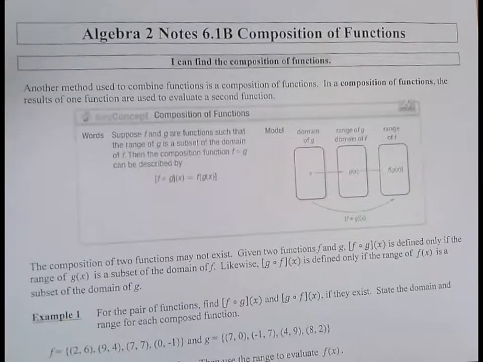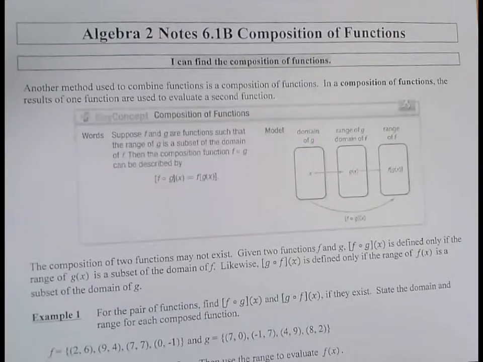Today, 6.1, I think I mentioned this yesterday, 6.1 is all on different ways to combine functions. So yesterday we looked at 4 different ways: addition, subtraction, multiplication, and division are 4 ways to combine functions. And then today we're looking at the 5th way to combine them, and that's through composition or composing 2 functions.